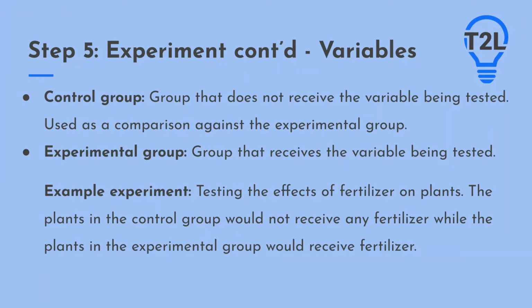Anyway, continuing on with the experiment, we're going to go over the variables once again. The control group is the variables that aren't being tested, so you use that as a comparison against the experimental group. Let's say, does fertilizer affect the growth of plants? The control group would not use fertilizer, while the experimental group, the group that receives the variable, would be the group that actually does get fertilizer.